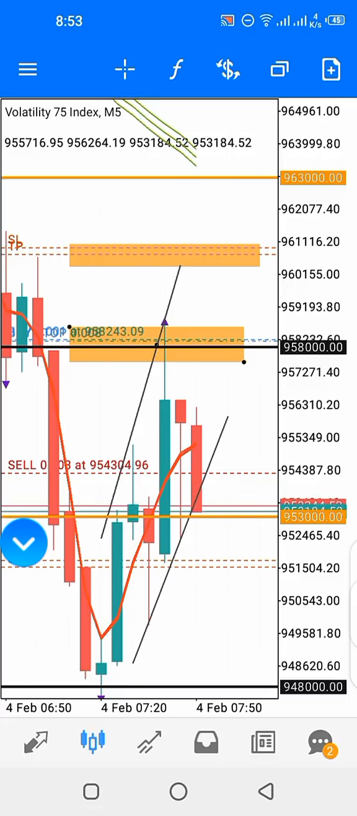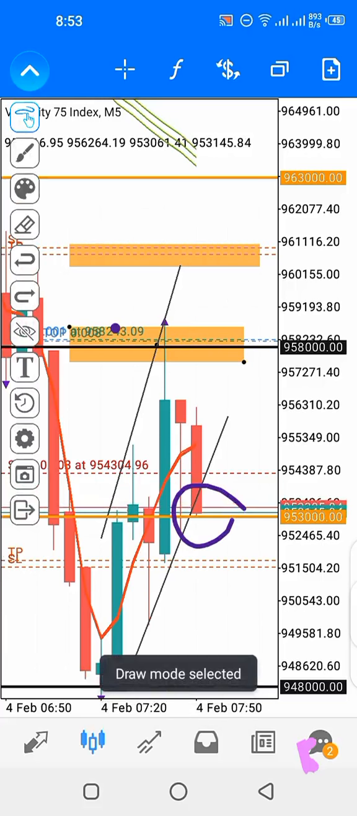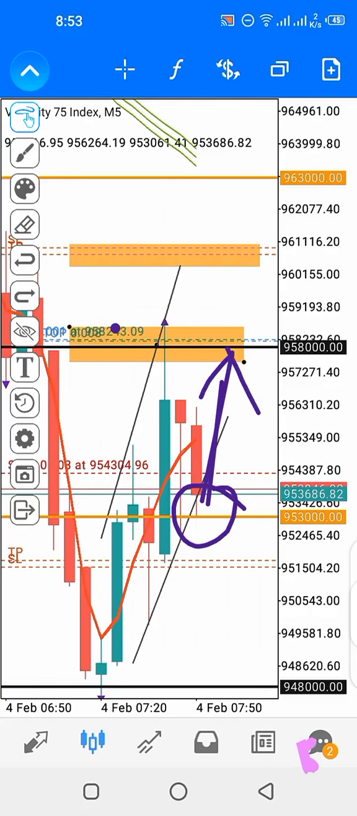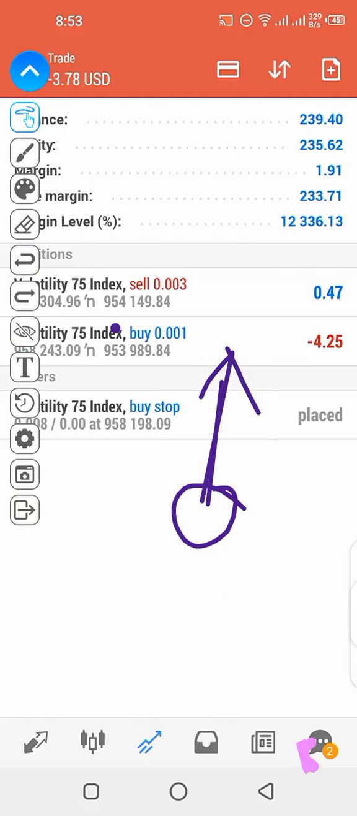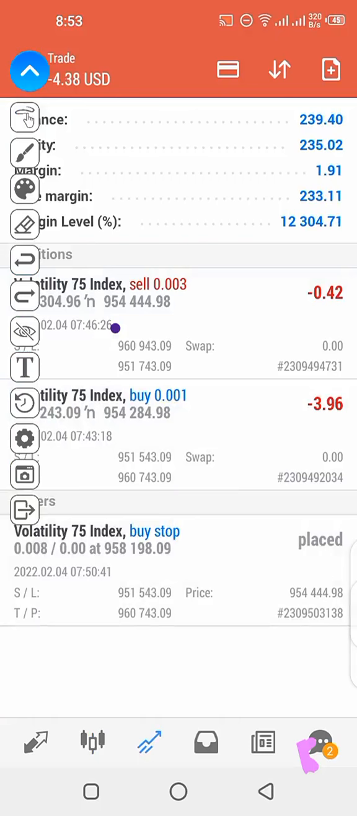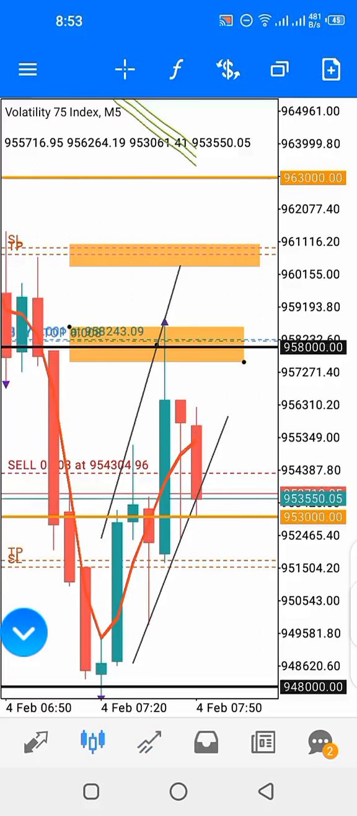Right now, price is attempting to break my ascending trend line around here. Price is just attempting to break it, but we may possibly have a rejection. The price may go up. If it goes up, it will definitely trigger my pending orders. For now, we'll continue to monitor what price is doing.